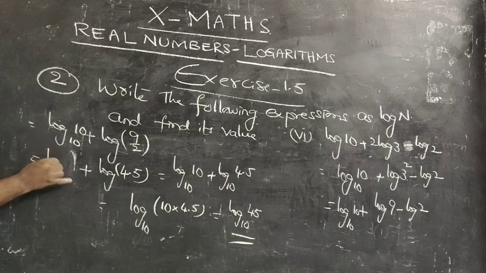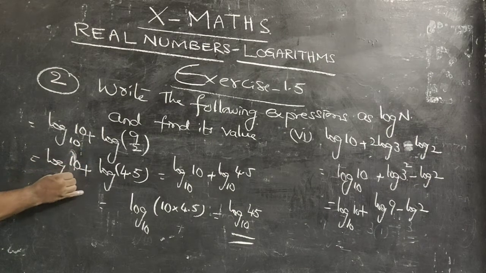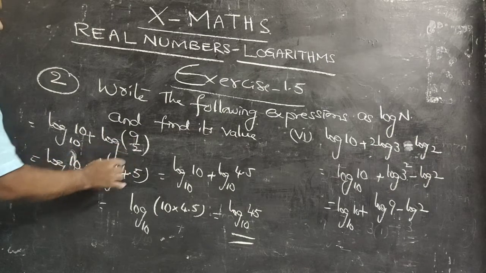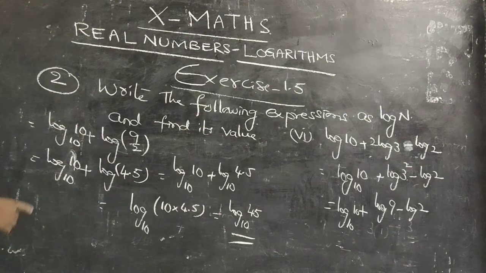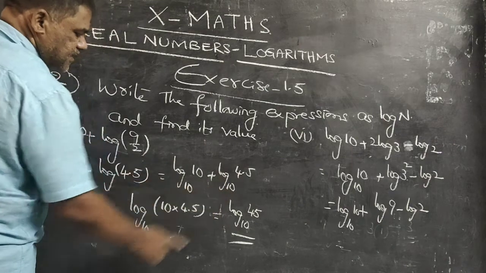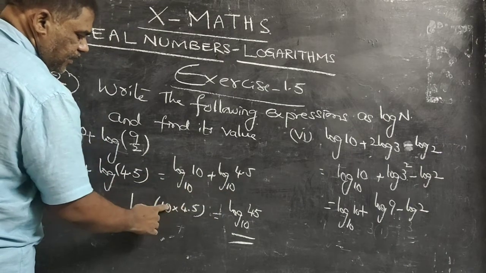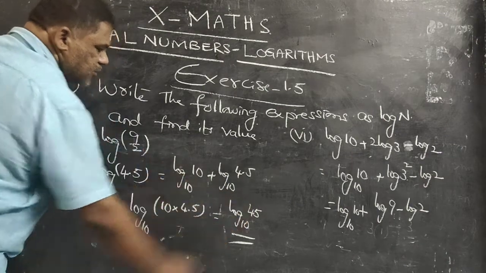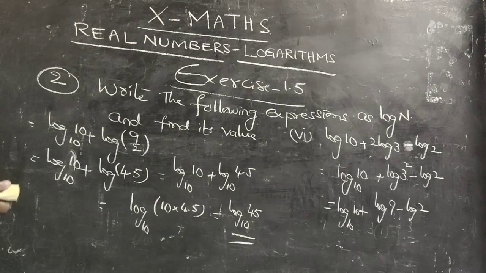So it is log 10 base 10 plus log 9 by 2, that is log 10 base 10 plus 4.5. Now this is in the form of log a plus log b. Log a plus log b is log a into b. 10 into 4.5, so it is log 45.